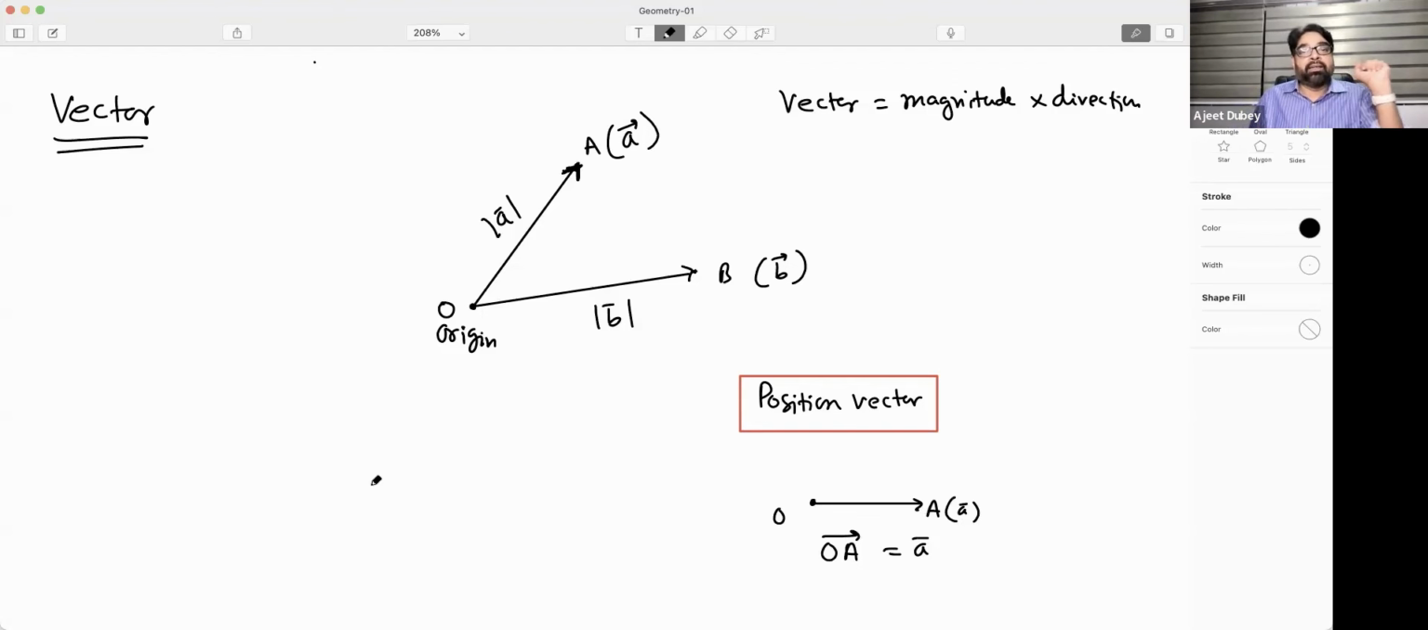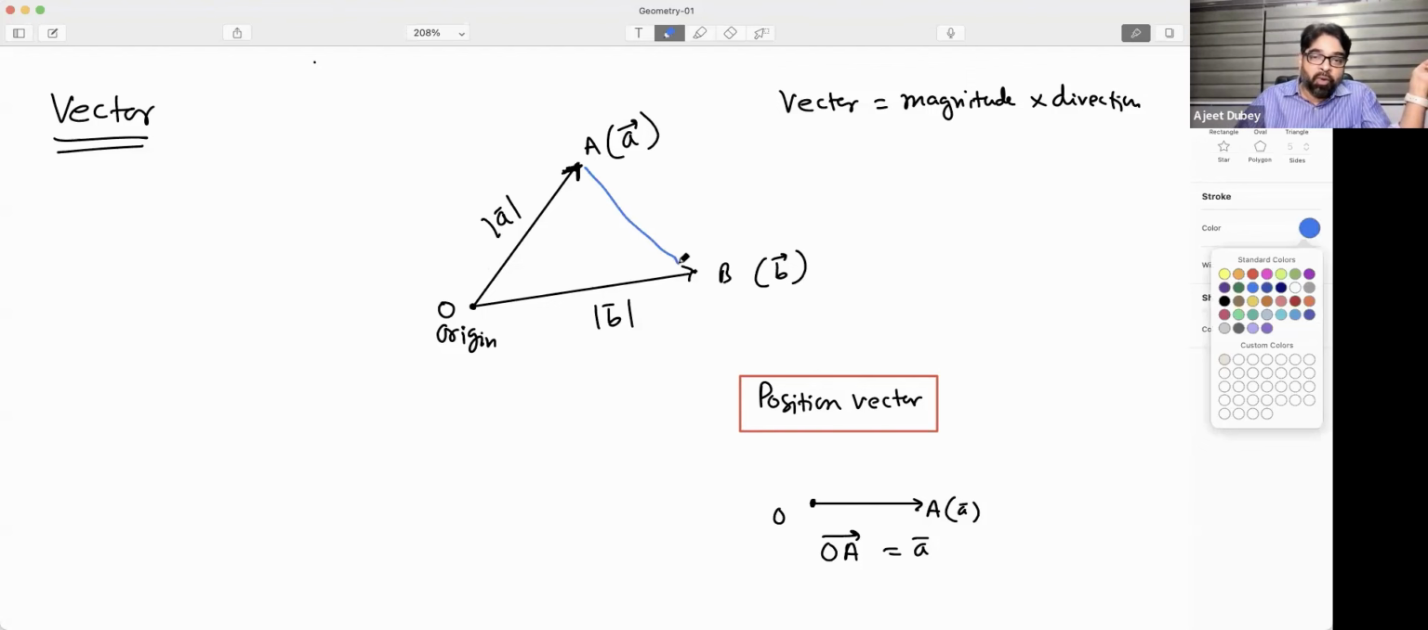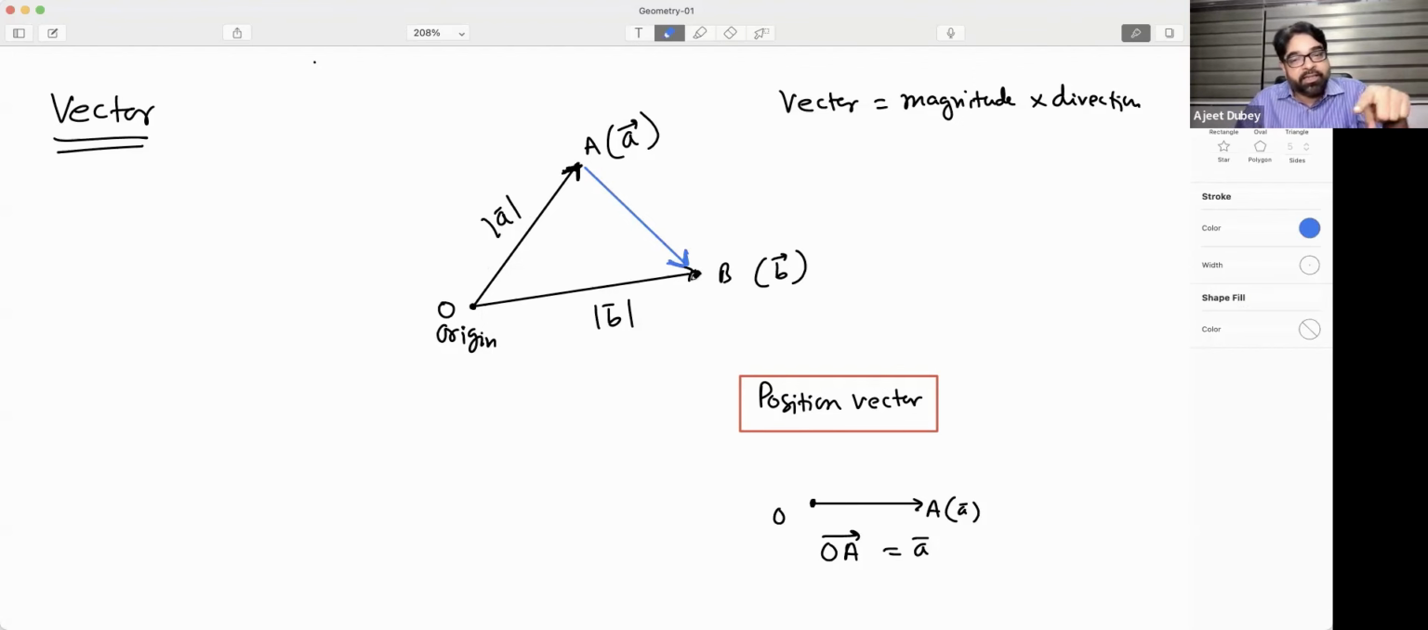Sir, can you tell again what a position vector is? Any vector which starts from the origin is called a position vector. Like this is a position vector, and this is a position vector. But at the same time, suppose I ask you, what is this? This is also a vector, because it has magnitude, and I put an arrow here, meaning the direction is this way. This is not a position vector because it does not start from the origin. It starts from some other point. If any vector does not start from the origin, it is called a non-position vector. This is a non-position vector.